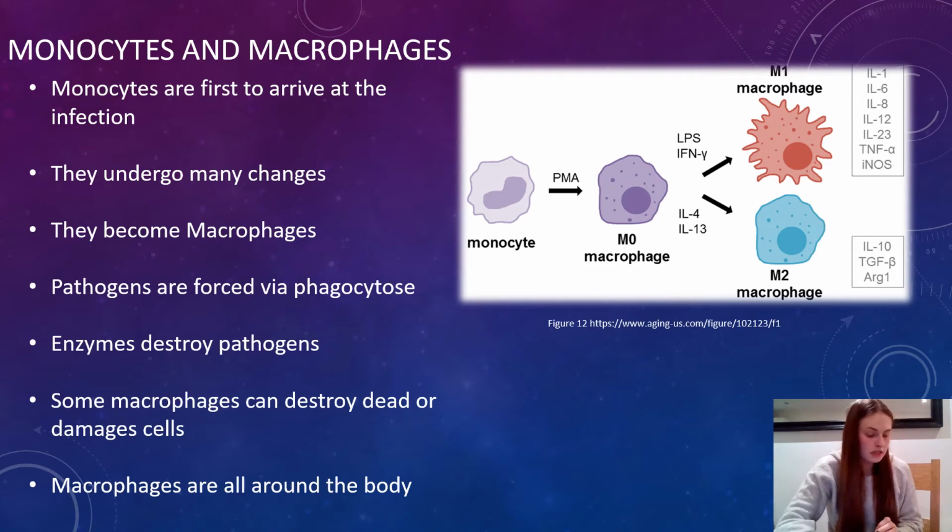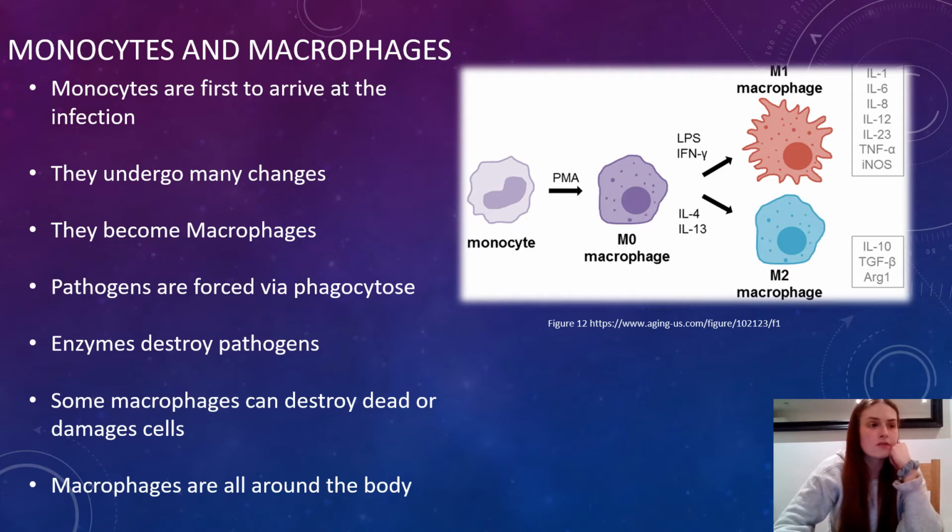Now these are the cells that are found in our blood. Once the monocytes arrive at an infection site, they undergo changes and then they become macrophages. These will engulf pathogens via phagocytosis, and once ingested, enzymes inside destroy the pathogen or foreign particle.